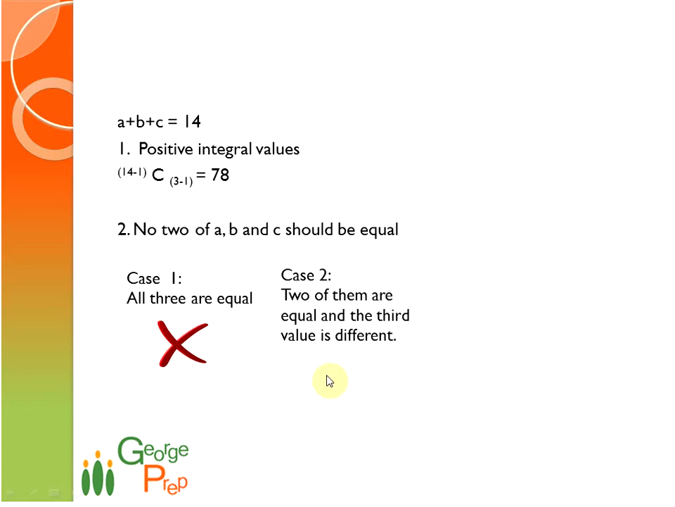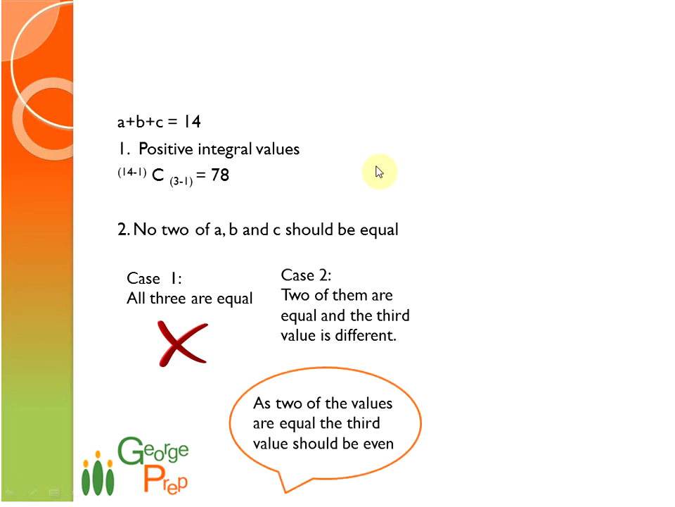So two of them are equal. If two numbers are equal, their sum will be an even number, right? So if two of them are equal, their sum will be an even number. The third number should be an even number because you have 14, which is an even number, on the right hand side. So this gives an idea that as two of the values are equal, the third value should be even.